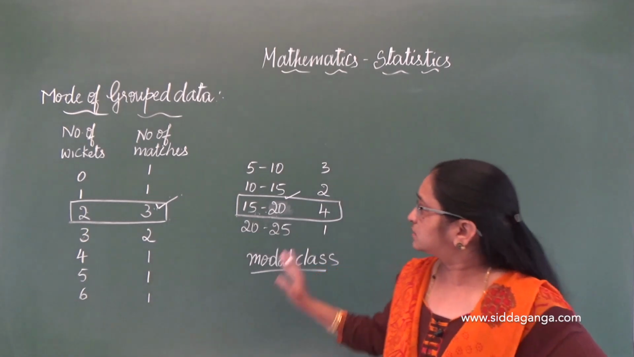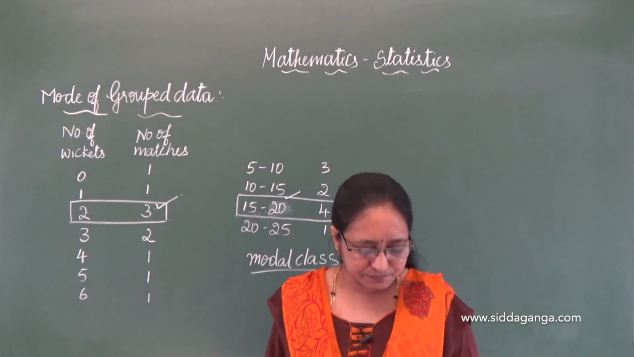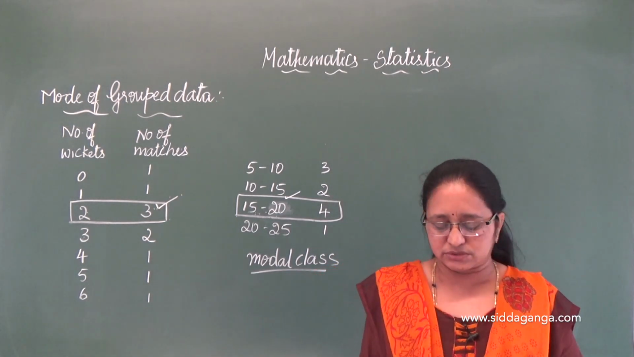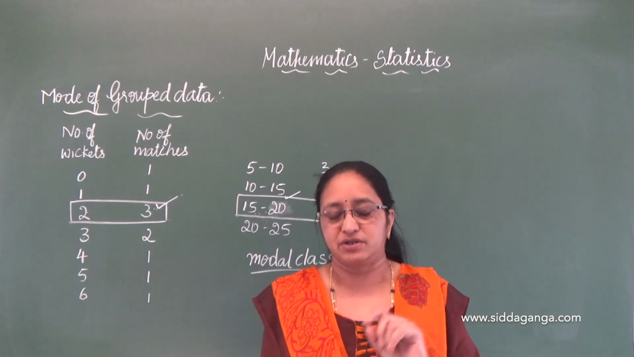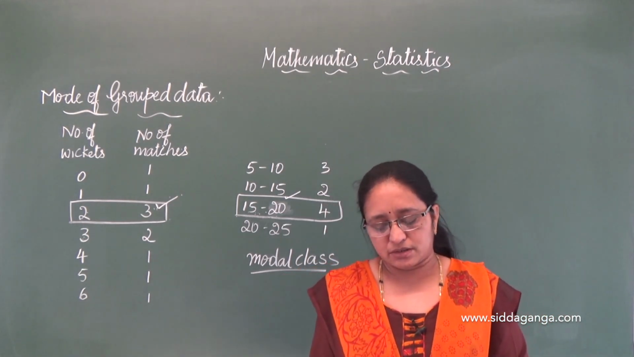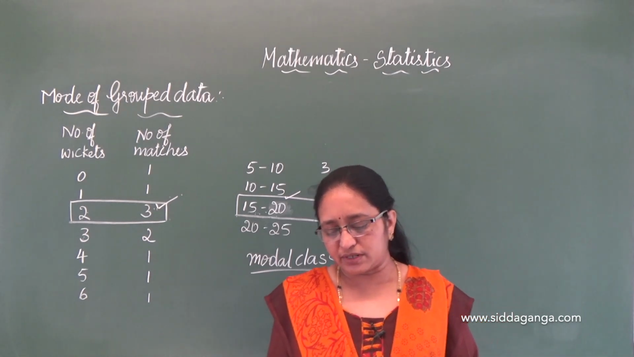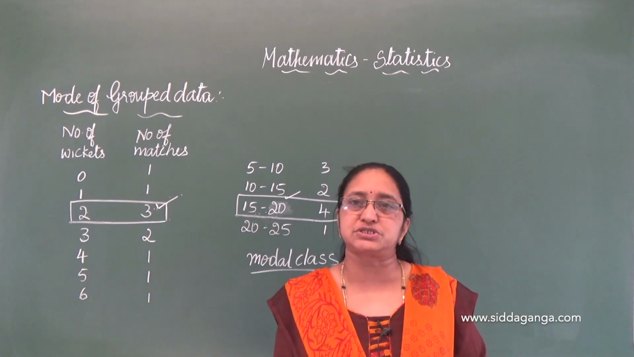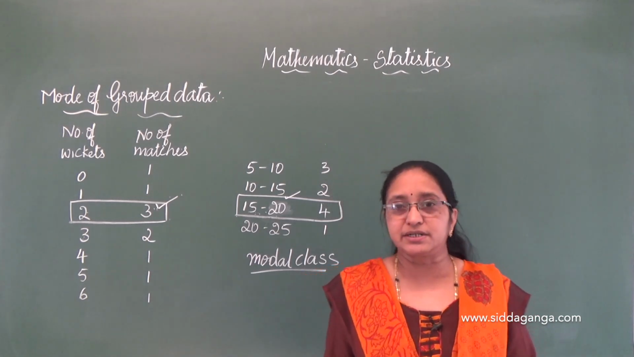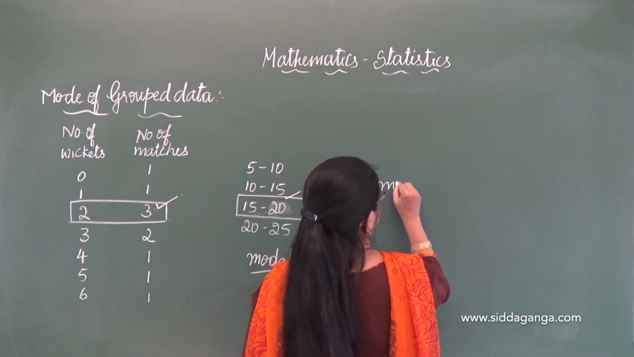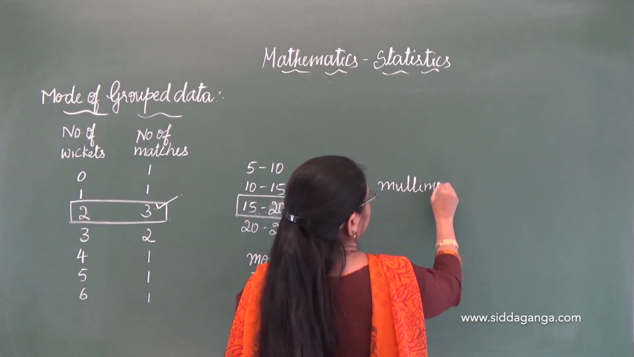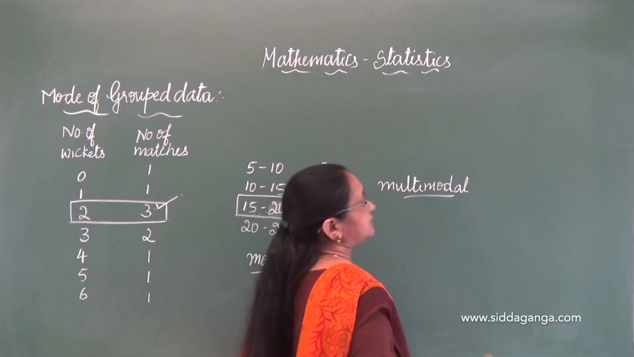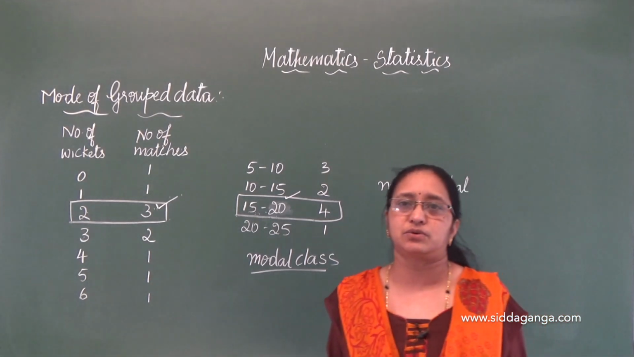Okay, so this is in grouped data. Now I'll just read out one more piece of information in your textbook. It is possible that more than one value may have the same frequency, the maximum frequency. In such a situation, the data is said to be multimodal. So if it has more than one mode, then we can call it multimodal.